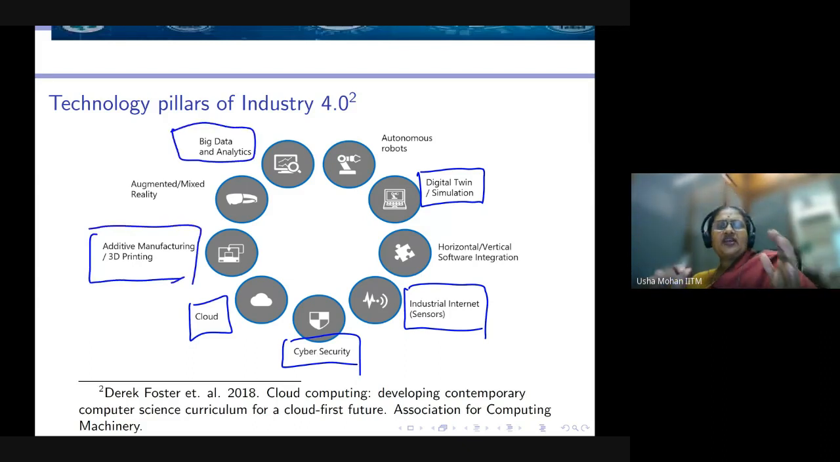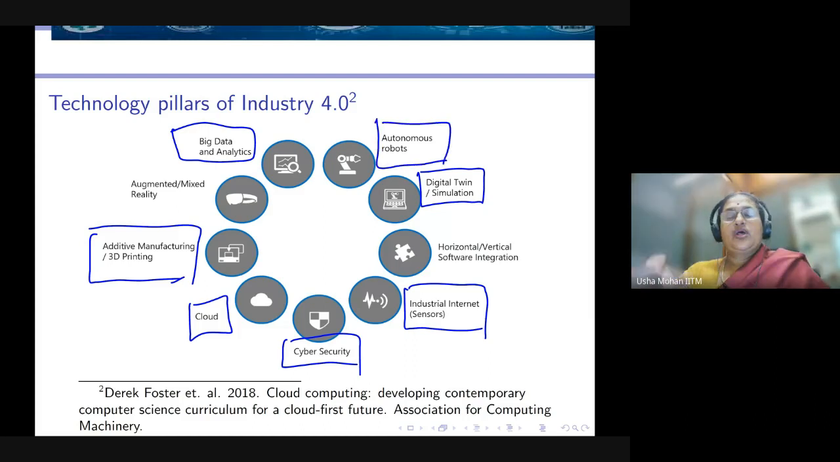So you see that when we are talking about autonomous robots, and also the technology pillars of Industry 4.0, immediately we see that all these pillars have a major role to play when we talk about supply chain, or moving from traditional supply chains to digital supply chains.